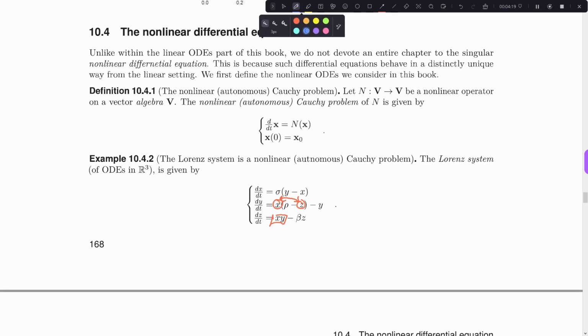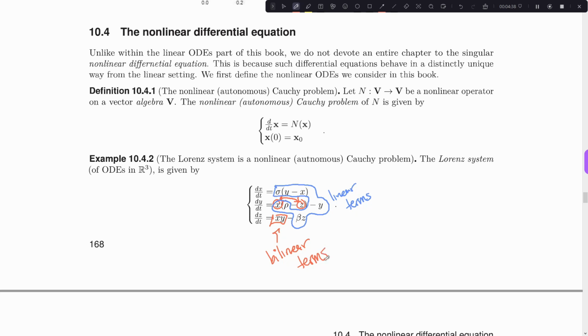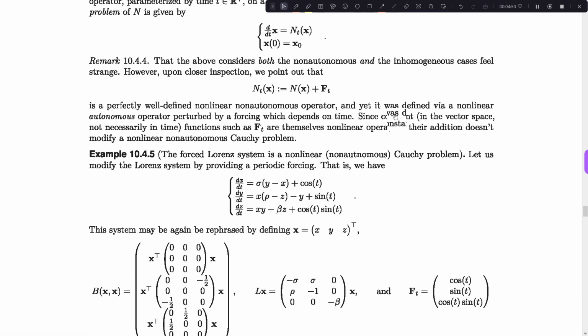So maybe I'll circle those, and then we'll come in with blue and say these are linear terms. The ones in red are bilinear terms. A single multiplication is bilinearity, zero multiplications is linearity, and so we have basically a sum of some linear and bilinear terms here.